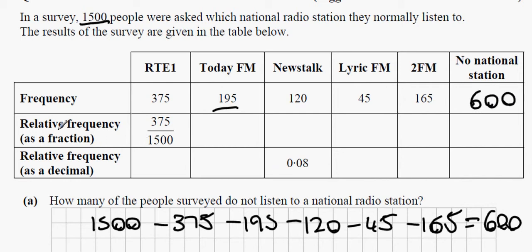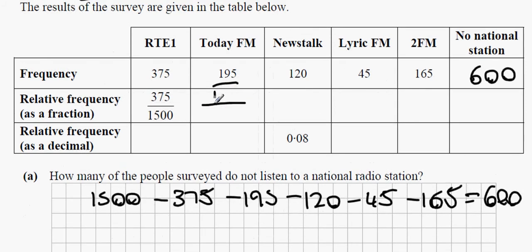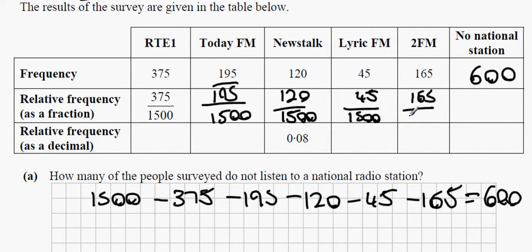Now, relative frequency. So we go to part B, complete the table above. This one here is going to be 195 out of 1,500, because you put down how many people listened to the station over the total. So 375 out of 1,500 did RTE, 195 out of 1,500 did Today FM, 120 out of 1,500 did Newstalk, 45 out of 1,500 did Lyric FM, 165 out of 1,500 did 2FM, and 600 out of 1,500 did no station.